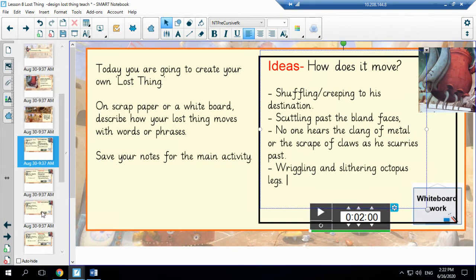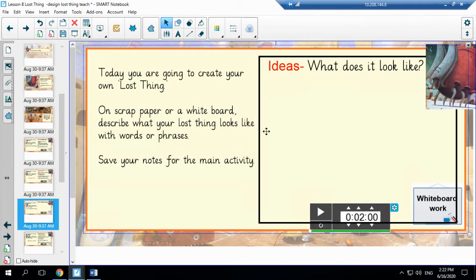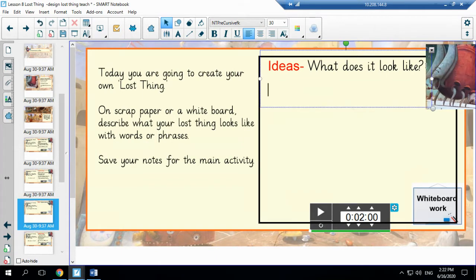So the next question we are going to consider is, what does it look like? So have a go at doing this independently, and when you're ready, press play to watch me model an example. So we want to think about the colour. So a tomato red, and the metal shell. So describing the colour and what it's made out of.